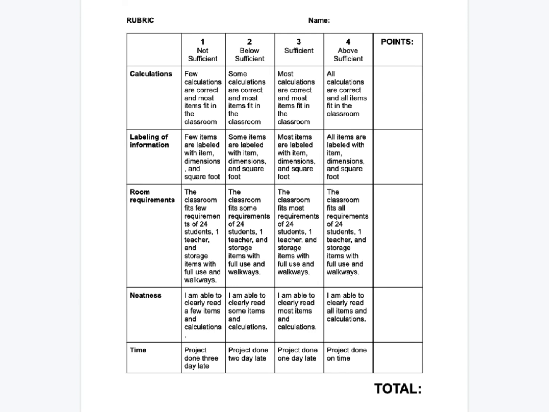For calculations, they will be graded on if their calculations are correct. Labeling the information, if their items are labeled with item, dimension, and square foot. Room requirements, if it fits all of the requirements of 24 students, 1 teacher, storage items with full use and walkways. The neatness of the project, and if the project is done on time.